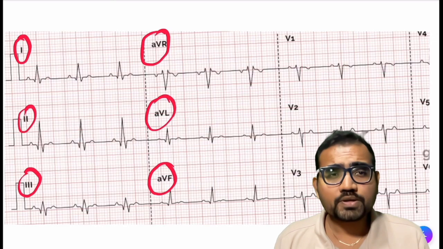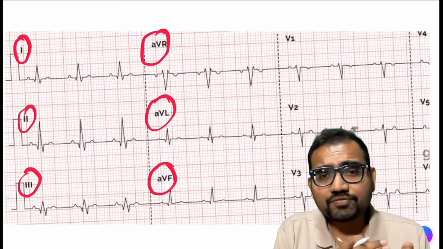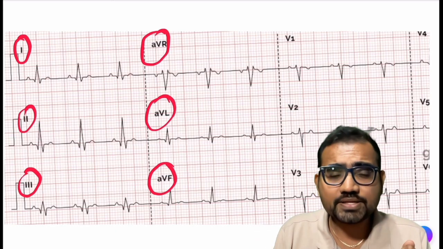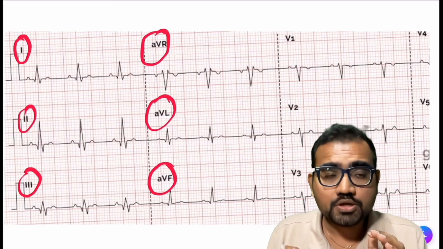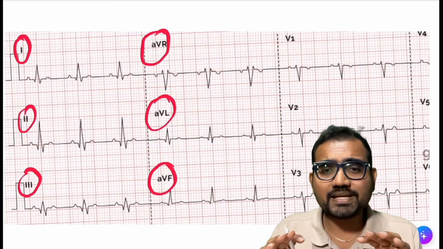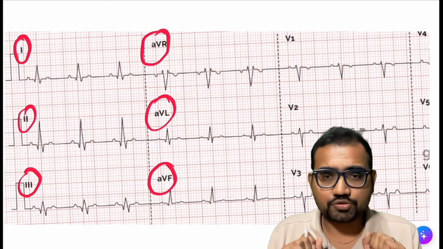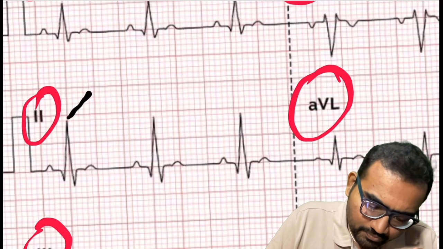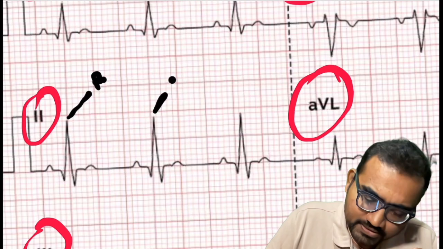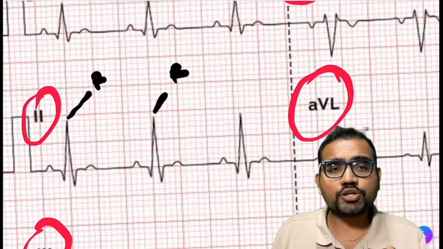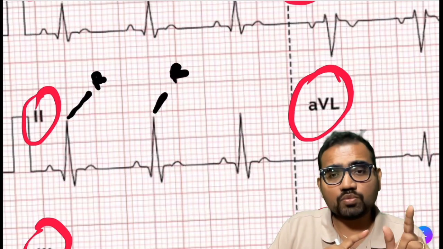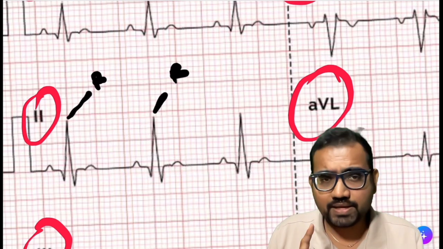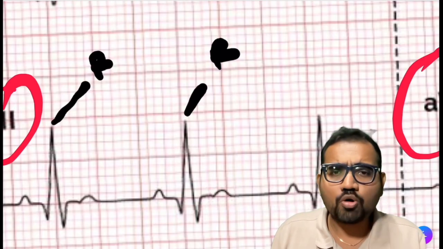As I told you, lead 1 connects the left arm to the right arm. Lead 2 is left leg to the right arm. Lead 3 is left leg to the left arm. So the most commonly used lead to measure the heart rate is lead 2. You can see that this is the R and this is the R. As I told you, the distance between one R wave to another R wave is one heartbeat.